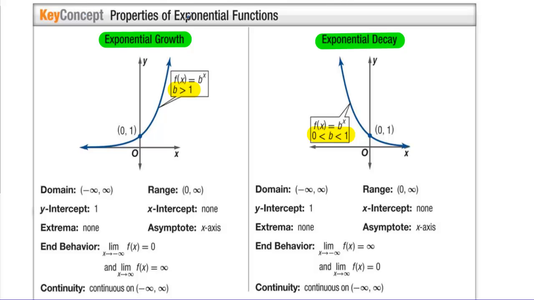Key concept: properties of exponential functions. Exponential growth. When the base is bigger than 1, then it's exponential growth. For example, 5 to the x or 7 to the x. When the base is between 0 and 1, or in other words a fraction, then this is exponential decay. For example, 1/2 raised to the x. Or if you have 3 to the -x, that's considered a fraction because you can change it to 1 over 3 to the x.